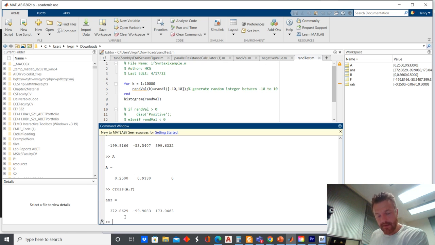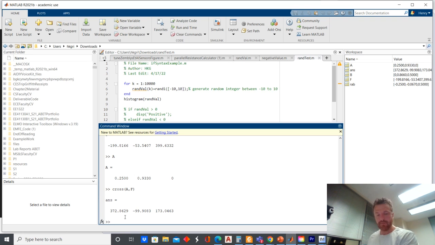373, sorry, for my X component. My Y component will be minus 99.9, and my Z component will be 173 flat. And that is going to be in units of whatever the units of the force were, newtons, times whatever the units of the position vector were, meters. So that is going to be one expression for the moment of that force about O. So I will circle that.